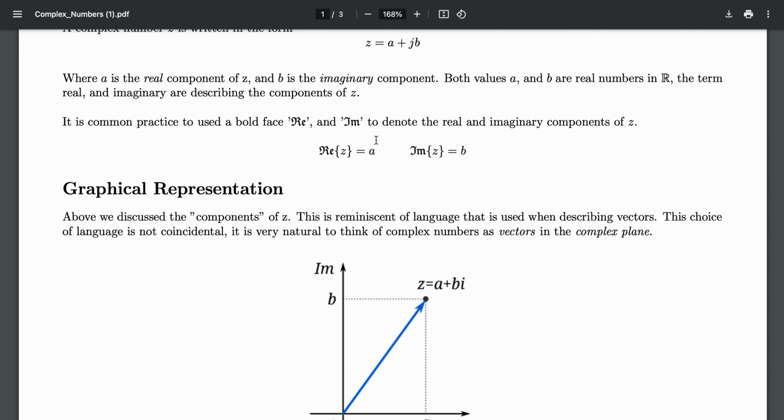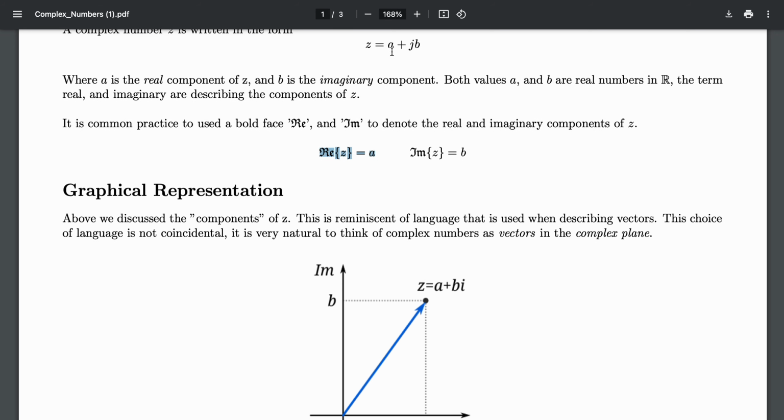And to extract these real components a and b, it's common notation to use this boldface or script Re and Im, which stand for real and imaginary, respectively. And when you write it in this way, you can just extract the real part of z and then the imaginary part of z.